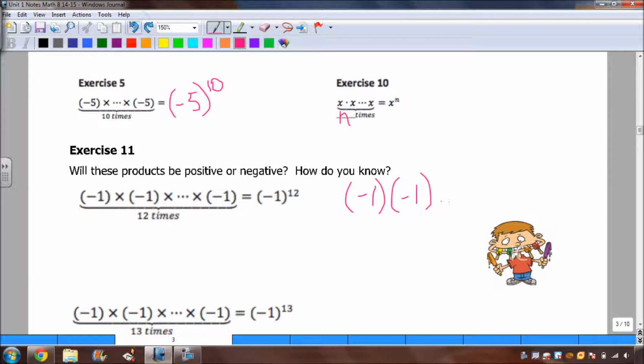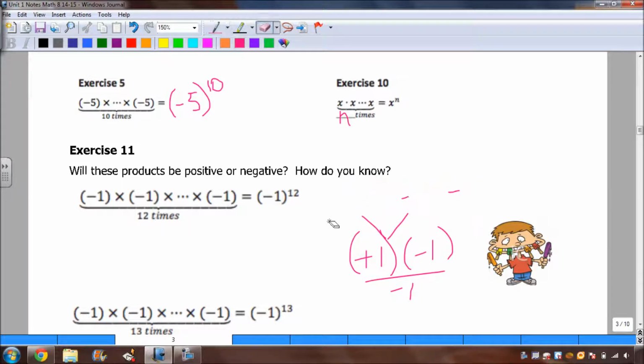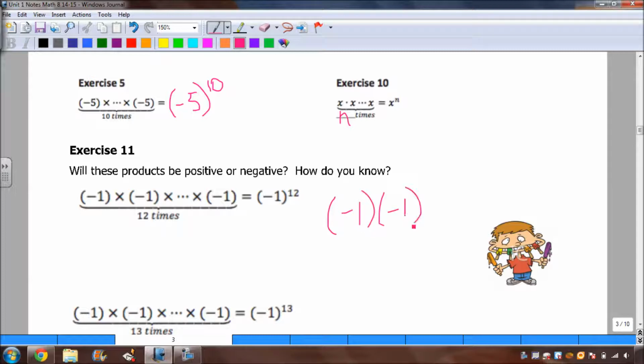So I'm going to make a simpler problem, and see what I get when I multiply negative 1 by itself twice. I get a positive 1. Now what happens if I add an extra negative 1 onto this? It becomes positive 1 times negative 1, which gives you negative 1. So if you notice right here, I'm going to pair up all of my information. If I have a negative 1 multiplied by itself, I'm going to write it out 12 times.